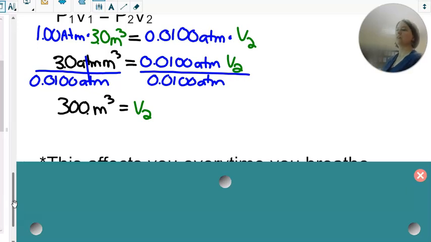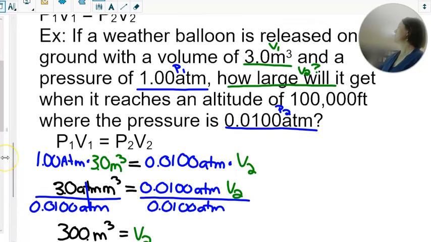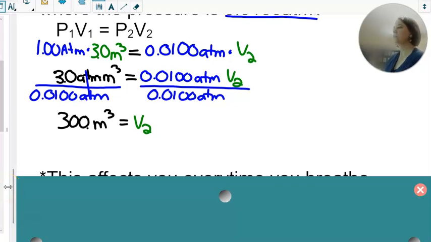All right, so let's take a look and make sure that makes sense. So if it's about 1/100th of the pressure, we would think it would be about 100 times bigger. And it is. 300 cubic meters. Good job.